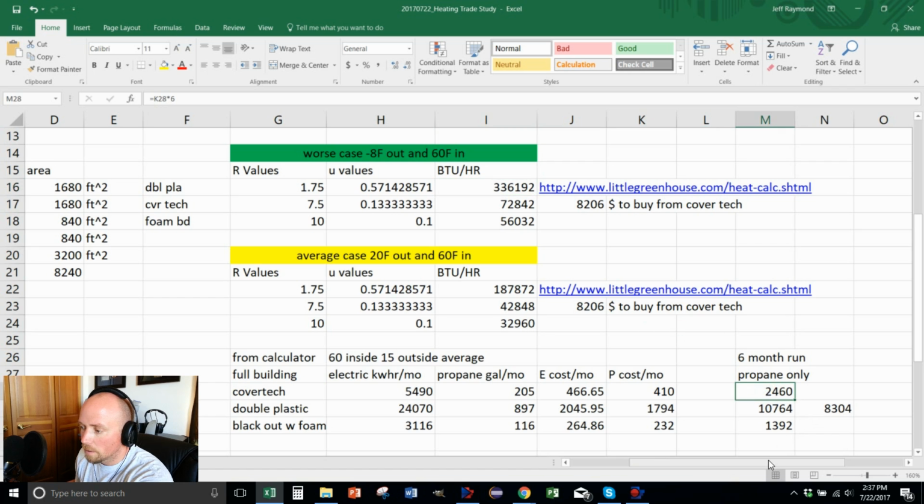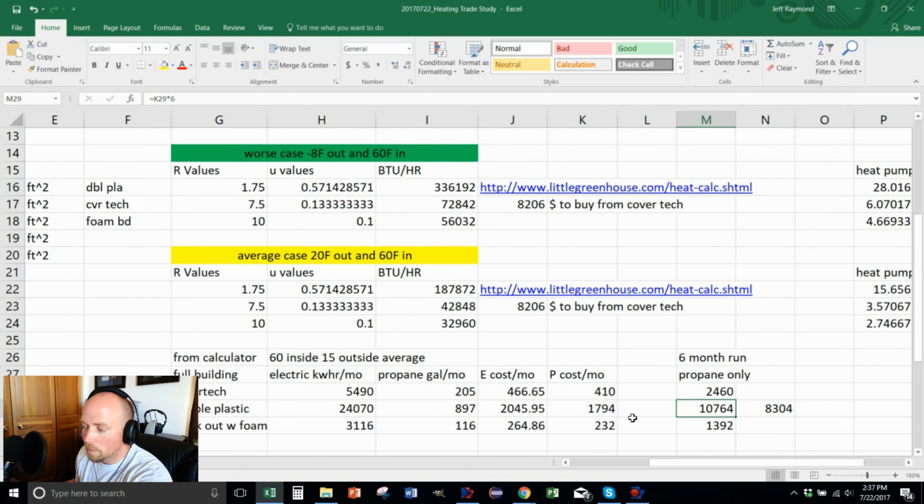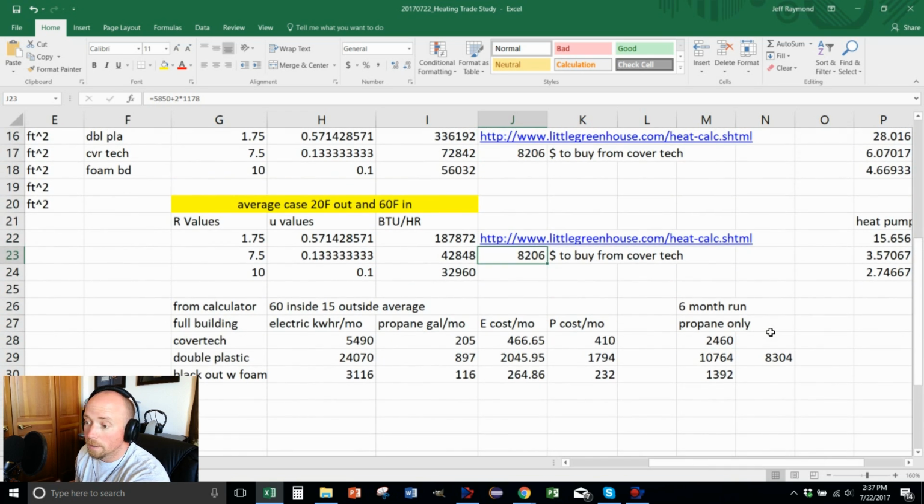Actually, I think I did that. Yeah, right here. So if you went with a double plastic, you're looking at $10,764 for 6 months worth of fuel, compared to $2,460 with this advanced cover from CoverTech. That's a difference of $8,304, and the procurement cost is $8,206. So it pays for itself literally in 6 months, which makes it pretty much a no-brainer as far as going with that. It's easier to install. It has a higher R value, pays for itself in the first year, so it's worth the investment.